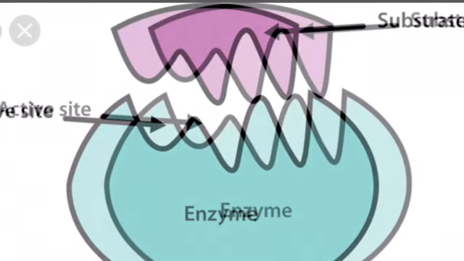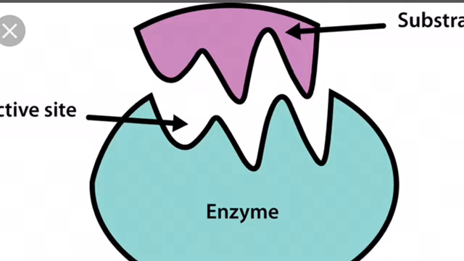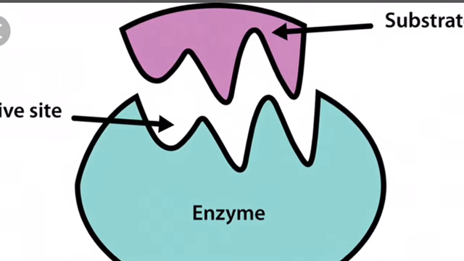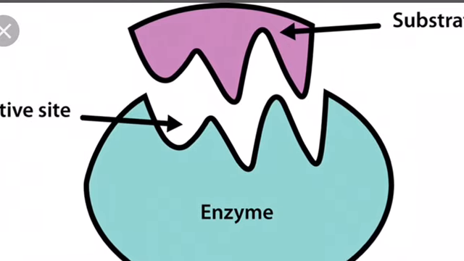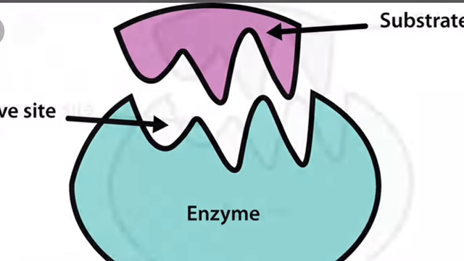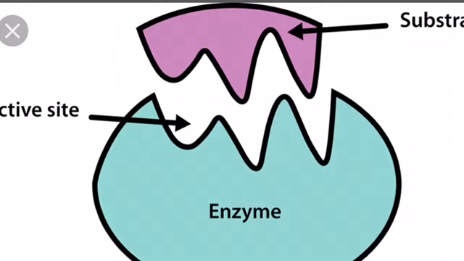When I decide to break down or build molecules, I form what is called an enzyme substrate complex, which means that the substrate binds to my active site.